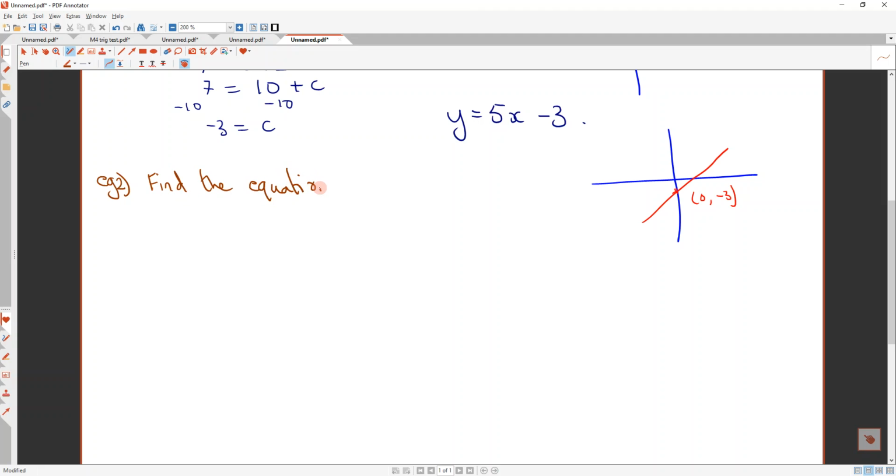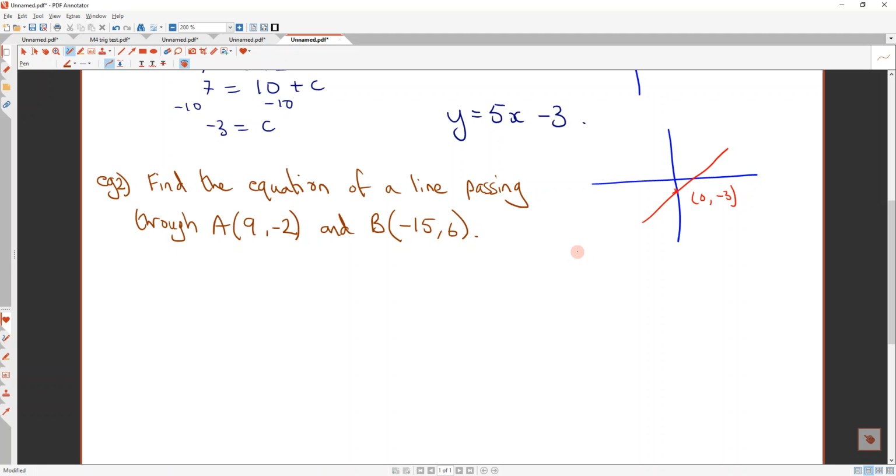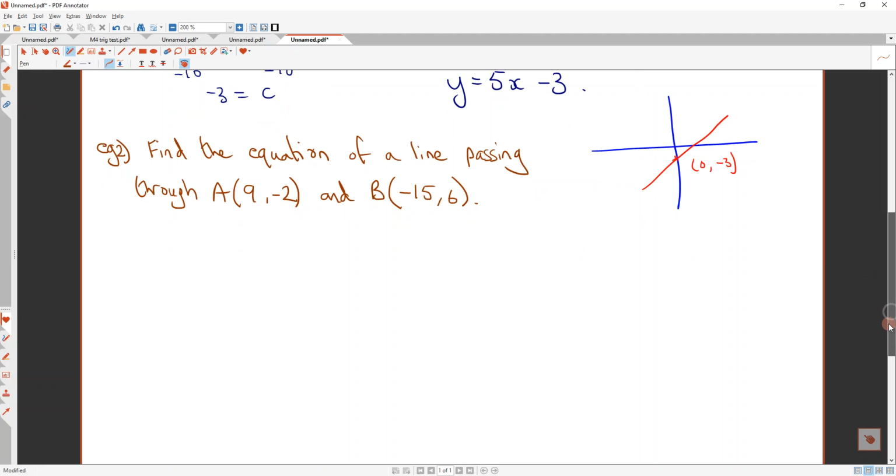Find the equation of the red line passing through A, which is (9, -2), and B. Actually, I'm going to let you have a go at this one yourself.